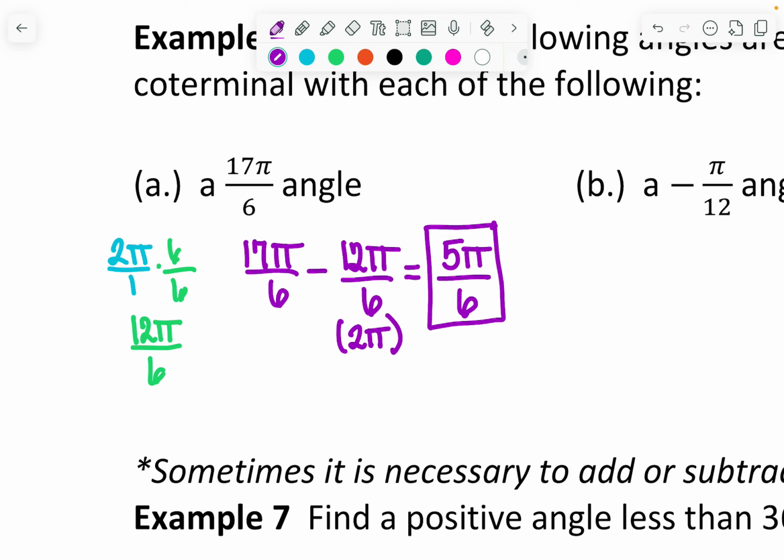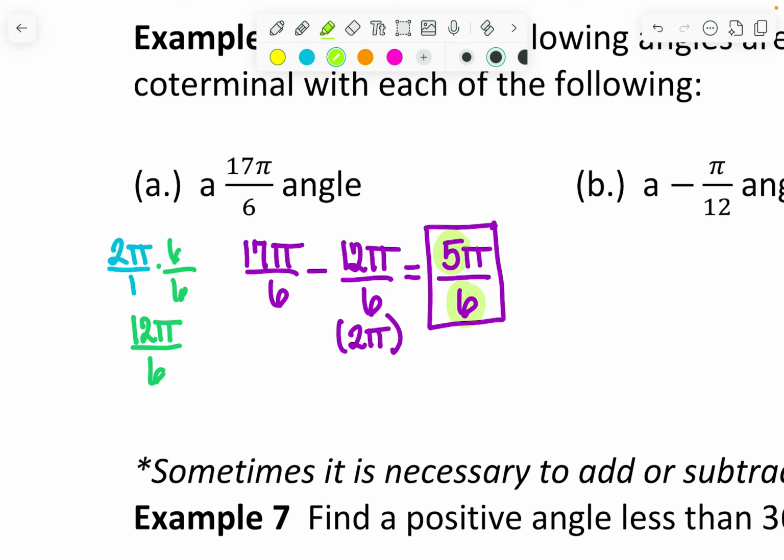They take a different amount of rotations, but they land at the same spot. Okay, now you can always check if you are less than 2 pi: take this number on top, divide it by the number on the bottom. 5 divided by 6 is going to be less than 1. So I know that that is less than 2 pi.